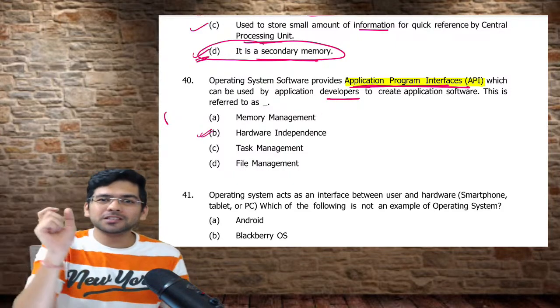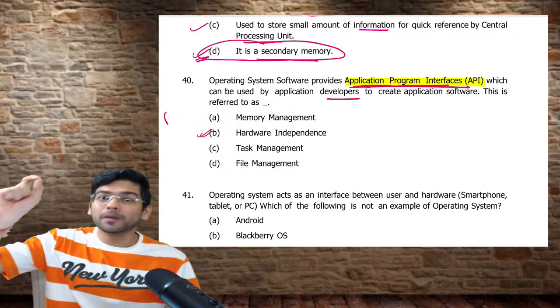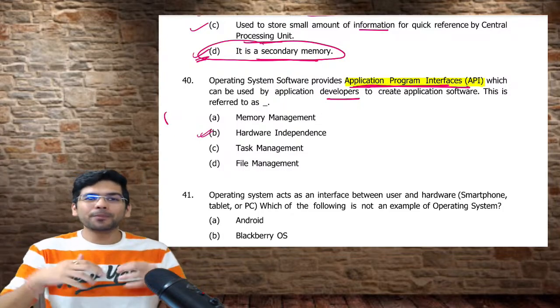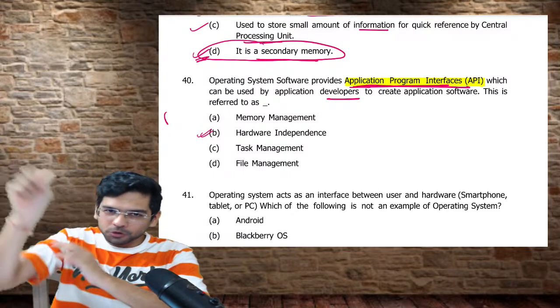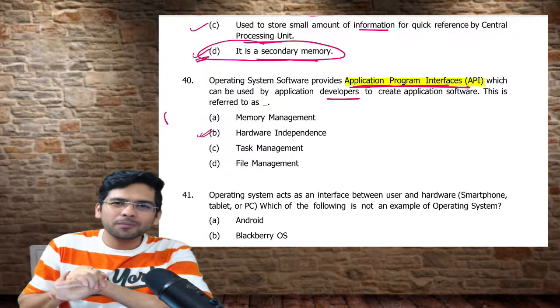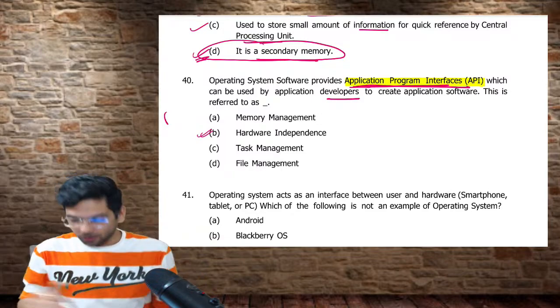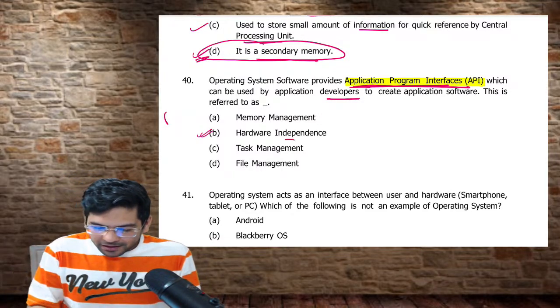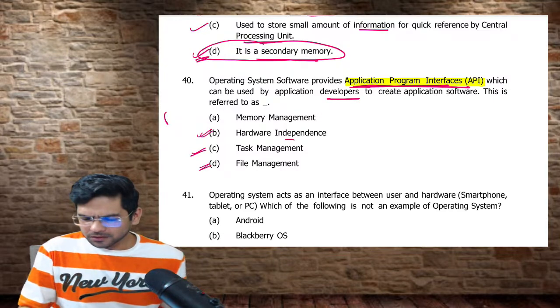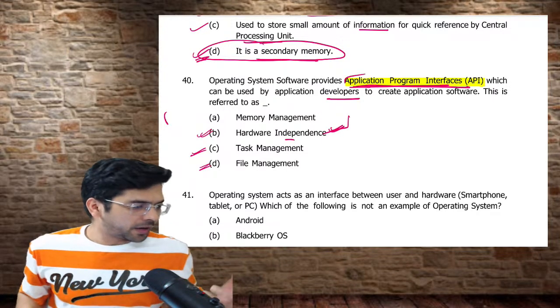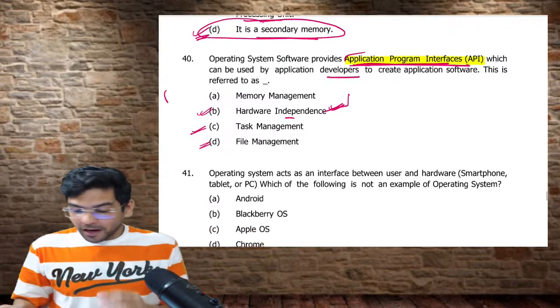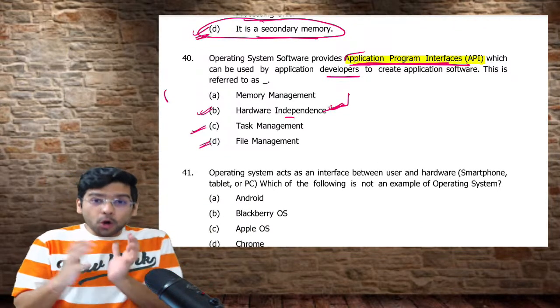In Windows applications, in most of the applications you'll see minimize, maximize, cross button. As a developer, I don't need to worry whether those functions will work or not. Windows will give me an API, and I can code my software accordingly. So this is the point. Task management and file management are not the answer; hardware independence is the correct answer. It is for developers. Probably I discussed this aspect a lot.